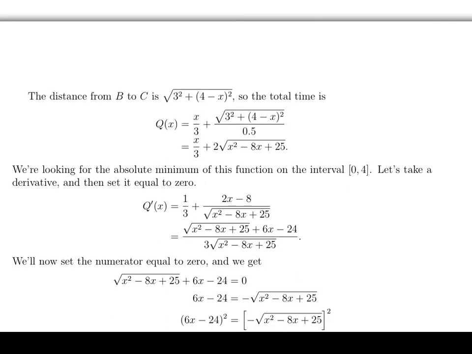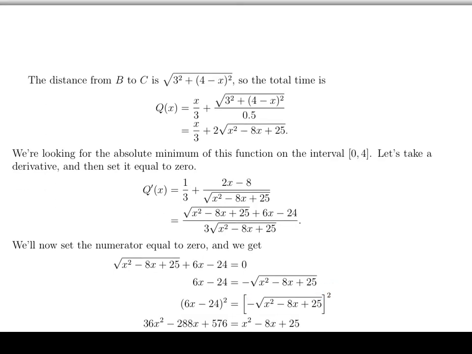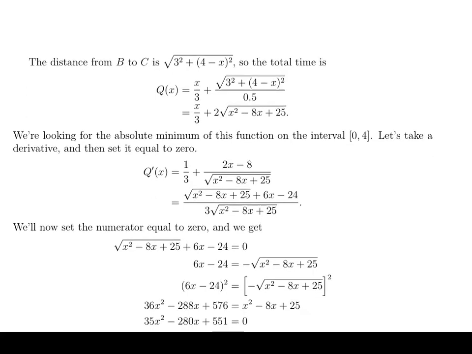Okay, so we square both sides, and now let's multiply things out. On the right-hand side, the square gets rid of the square root. The square also gets rid of the minus sign. Now if you multiply out that left-hand side, you end up with 36x squared minus 288x plus 576. All right, you have to go work that out, make sure you get that. And on the right-hand side, since we're canceling out the square root, we just end up with x squared minus 8x plus 25. Okay, what happened to the minus sign? It got squared also, so it's disappeared. Okay, let's move everything to one side, and we get this equation.